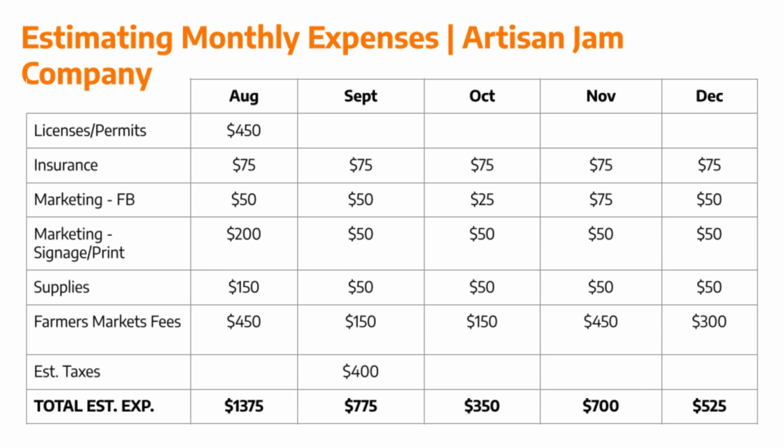I've estimated that each farmers market will cost me about $150 to attend. So I've estimated that I plan to do 3 in August, 1 in September, 1 in October, 3 again in November, and 2 farmers markets in December. This is the main way that I plan to sell my artisan jams. This is a great example of a variable cost because the cost varies depending on the number of farmers markets that I attend. And then finally, in September, I have estimated taxes.